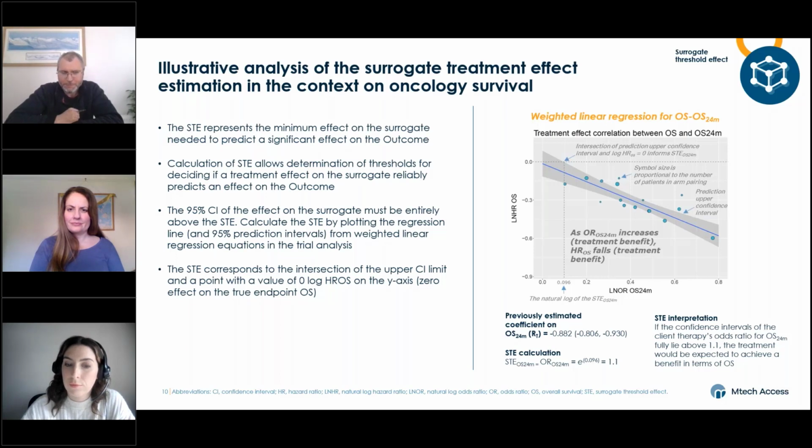So this is still something we have to take with a healthy, but not necessarily large, dose of salt. Now, even if a treatment effect on the surrogate exceeds the STE, this won't necessarily correspond to a benefit in the true endpoint. So we do have to be cautious in that respect.